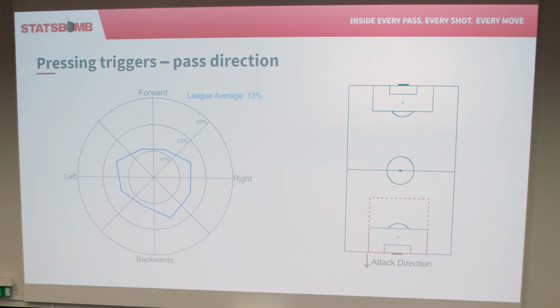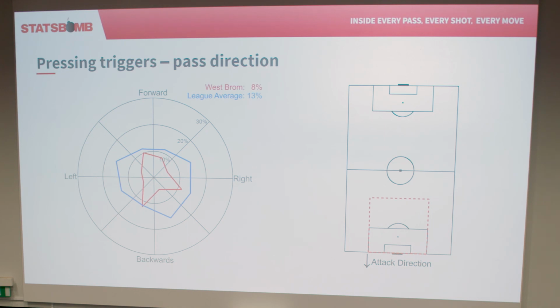And then the blue line is the league average, giving you the proportion of passes passed in those directions that have pressure applied to them within 5 seconds of that pass being made. The first ring is 10%, the second ring is 20%, the third ring is 30%. And what we do see is that forward passes are pressed less aggressively, there's a lower fraction, whereas sideways and backwards passes are pressed more aggressively.